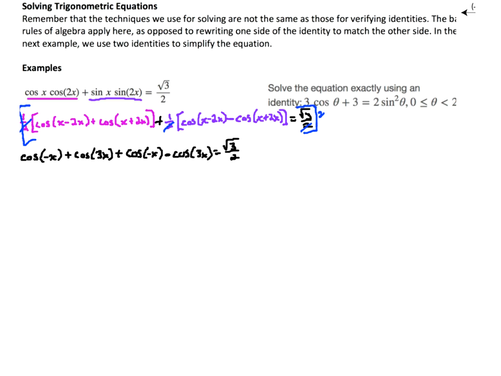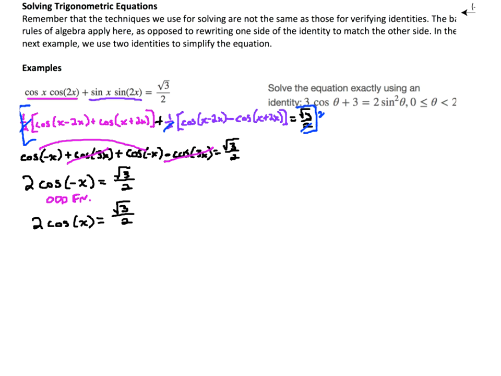Okay. Now this is really nice right here because we have opposites. We have positive cosine 3x, negative cosine 3x. And these two are like terms. So what I have is two of those things called cosine negative x equaling square root 3 over 2. Cosine is an even function. Since it's an even function, the cosine of negative x is the same thing as the cosine of x.